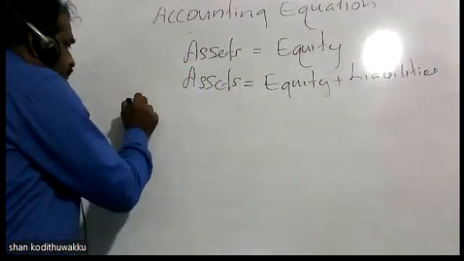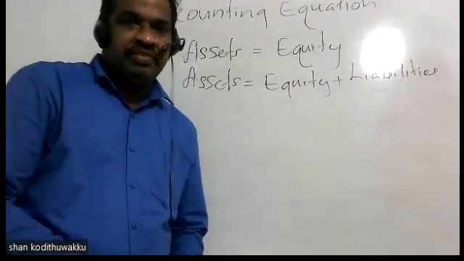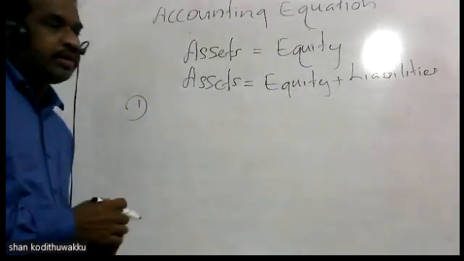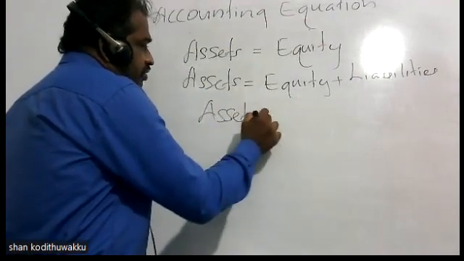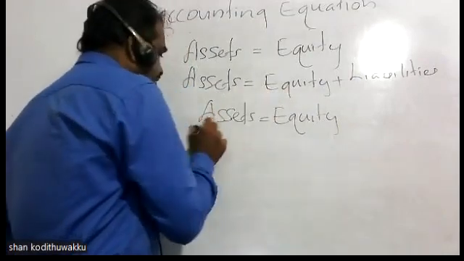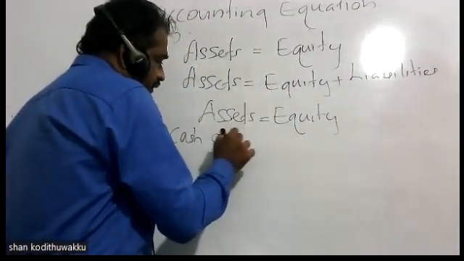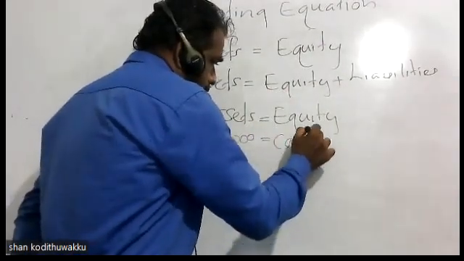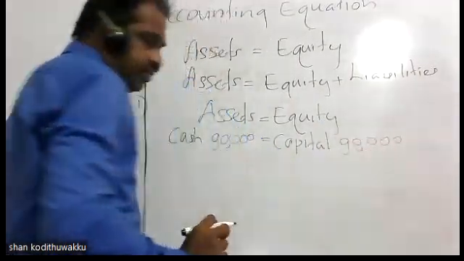Example number one. If the owner introduces to the business his own money, rupees 90,000, then assets equal equity. Assets: cash 90,000 equals capital 90,000 rupees.